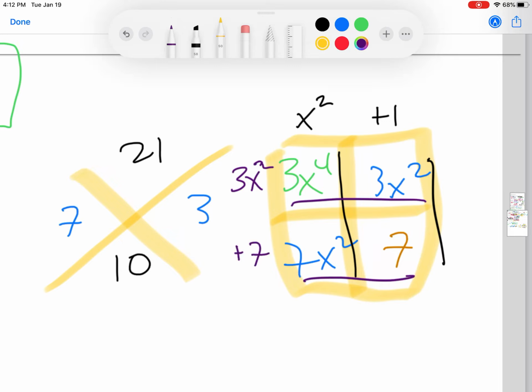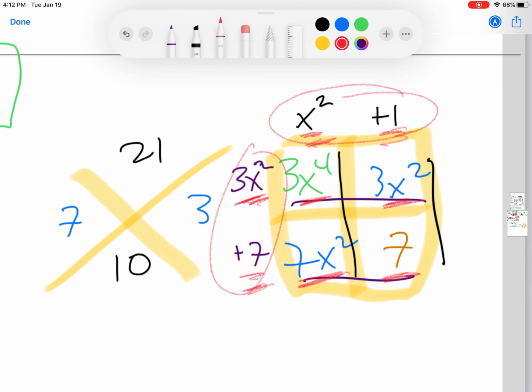Let's double check our answers, seeing if we can just multiply it. X squared times 3x squared gives me 3x to the 4th. 1 times 3x squared gives me 3x squared. X squared times 7 gives you 7x squared. And 7 times 1 gives you 7.